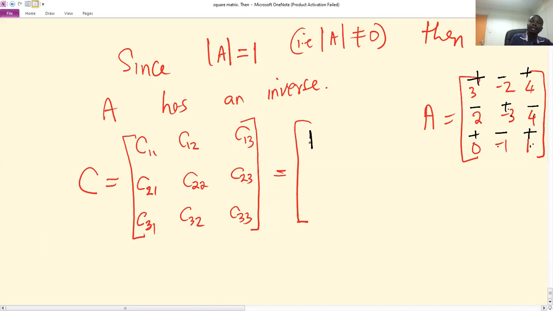And then next will be this one here. The sign is negative, so close this row and this column. 2 times 1 is 2, so 2 minus 0, we get 2. But the sign is negative, so you have to attach minus. And then here, the sign is plus, close this, close this. 2 times minus 1 is minus 2, minus 0, so minus 2. Sign is plus, so minus 2.